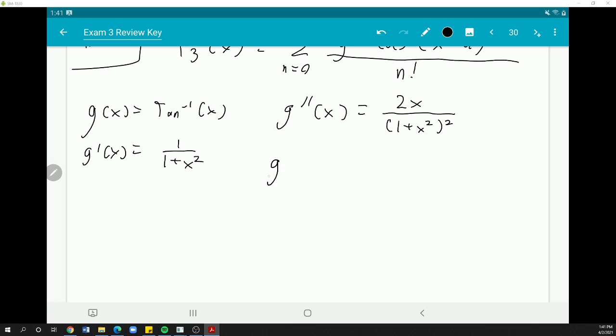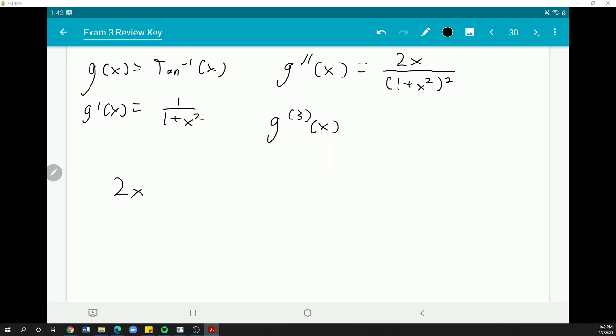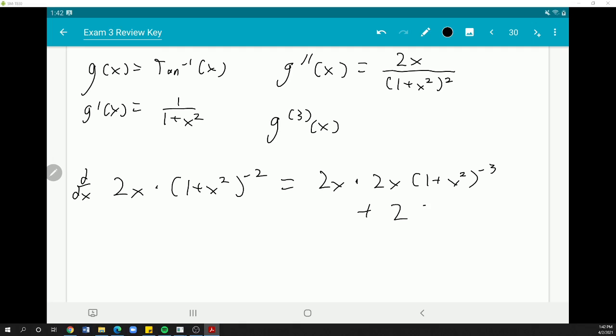And now the third derivative, here we have to put in a little bit of work, but it's not the worst thing. So I have 2x times 1 plus x squared, squared, to the minus 2, and I take a derivative. You could use quotient rule or product rule with chain rule. I think the product rule is a little bit easier because you're going to have to simplify anyway. So it's first times the derivative of the second: 2x times 2x times 1 plus x squared to the minus 3, and then plus the derivative of the first, which is 2, times 1 plus x squared to the minus 2.